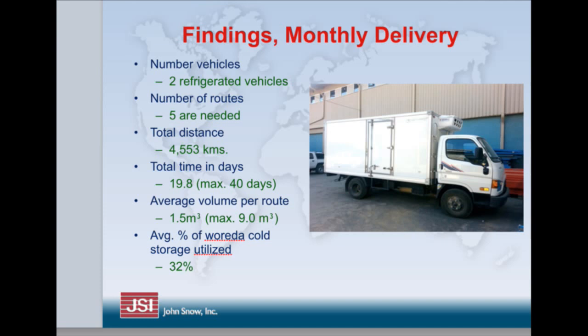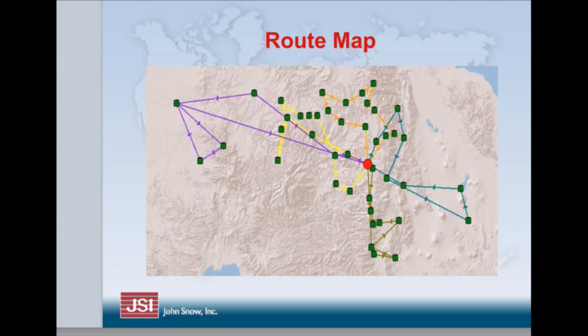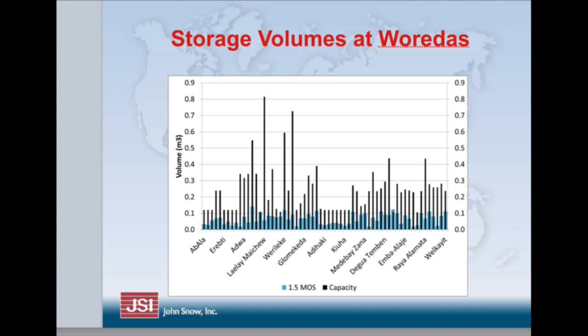Based on our findings, we found this route map, with five routes. Four are similar, and the one in the northwest part of Tigray with the longer route has less stock height. The storage capacity at the woreda level looks like this. The one in black is the capacity at the woreda level, and the one in blue is the utilization, maybe 32% of the capacity level if we deliver monthly.